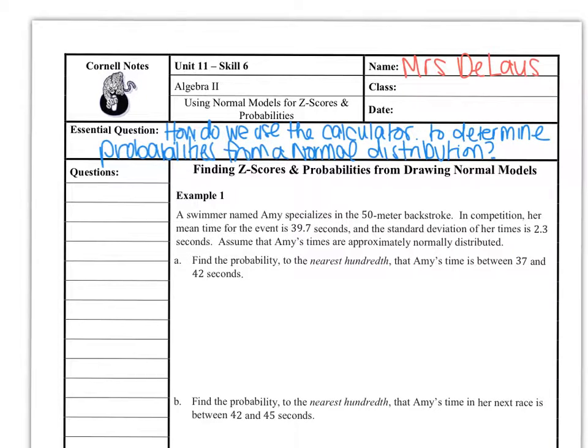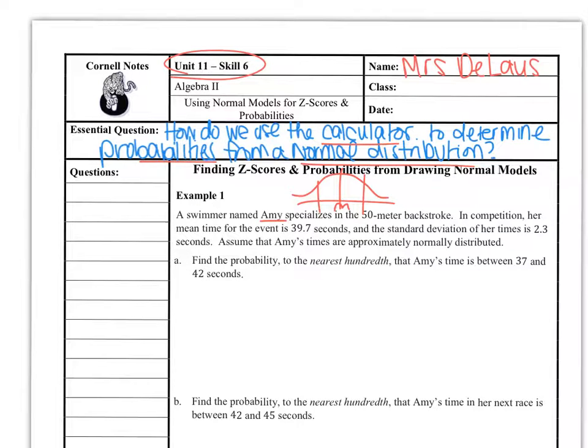We're looking at Unit 11, Skill 6. So today we're going to be talking about how we use the calculator to determine the probabilities from a normal distribution. So remember, your normal distribution curve looks like this, where your mean is smack dab in the middle, and then you go out by 1 standard deviation on each side, 2 standard deviations on each side, so on and so forth. So it's just a little bit of an extension from our 11.6 skill.